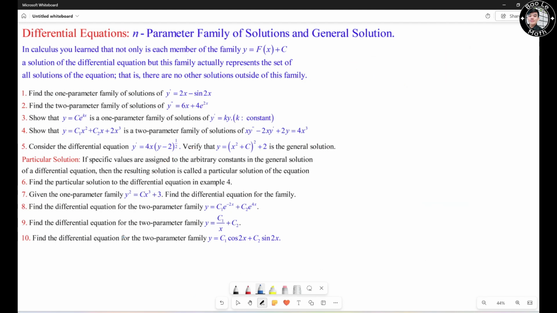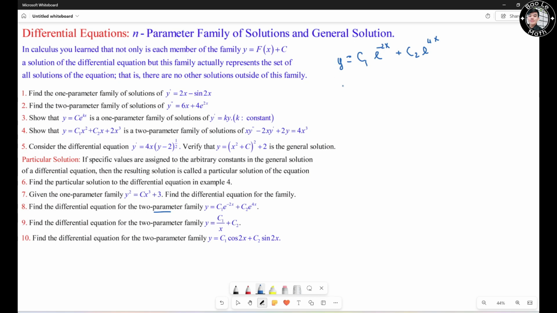Alright, let's move on to question number 8. Find the differential equation for the two-parameter family y equals c1 e to the negative 2x plus c2 e to the 4x. So I have y equals c1 e to the negative 2x plus c2 e to the 4x.